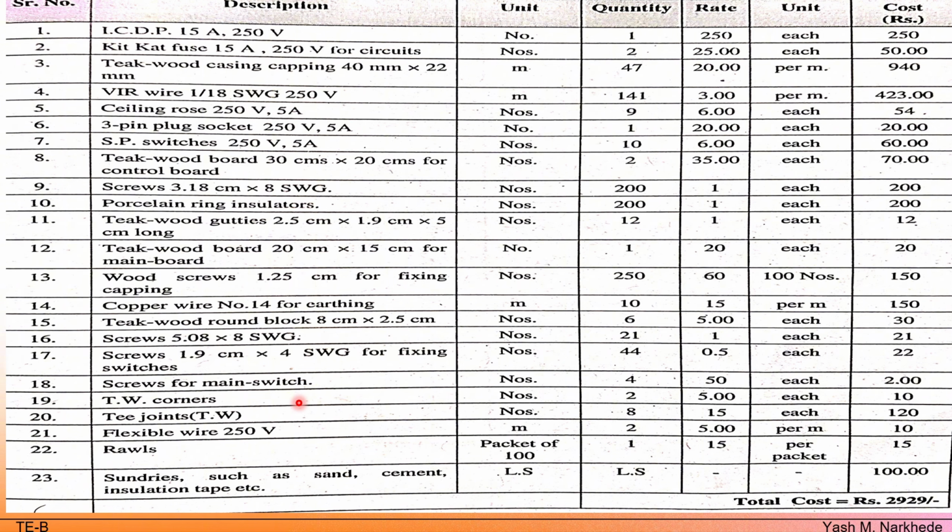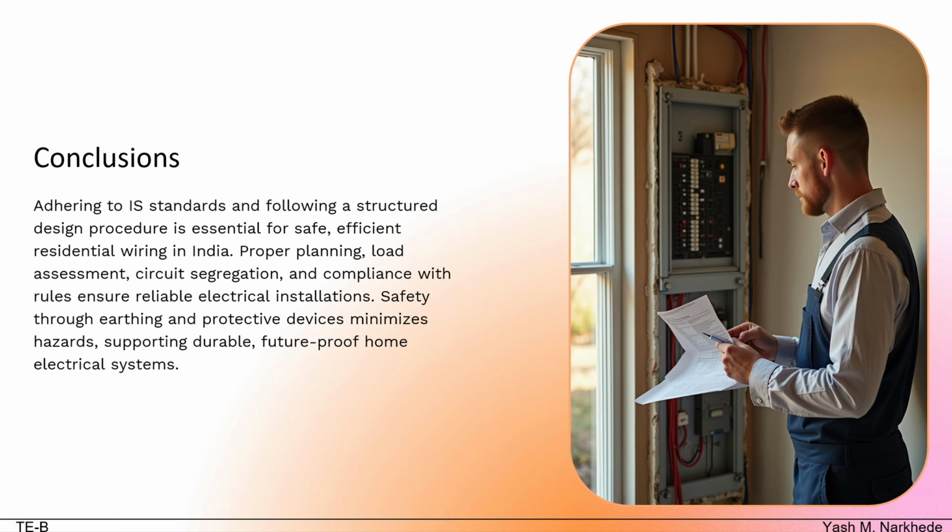This kind of estimation helps the electrician and contractors plan the required material in advance, reduce the wastage and ensure proper budgeting. So to conclude, following IS standards and a proper designing procedure is really important for safe and efficient residential wiring. When we plan carefully, assess the load and separate lighting and power circuits, we get a reliable system that's easy to maintain. Also, proper earthing and protection devices like MCBs, RCCBs make the installation much safer.